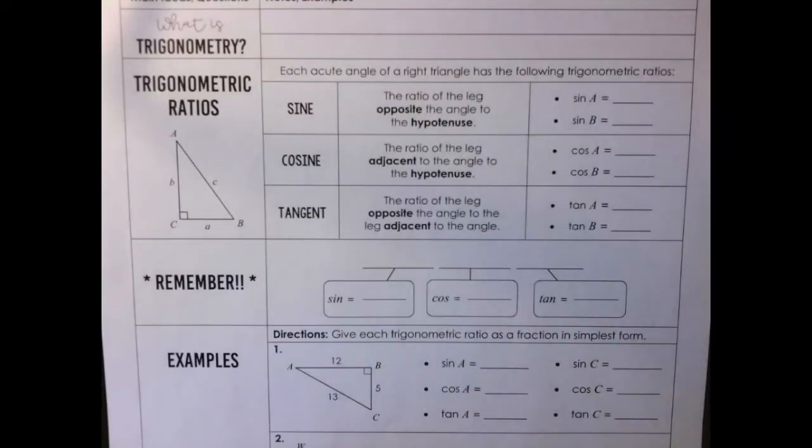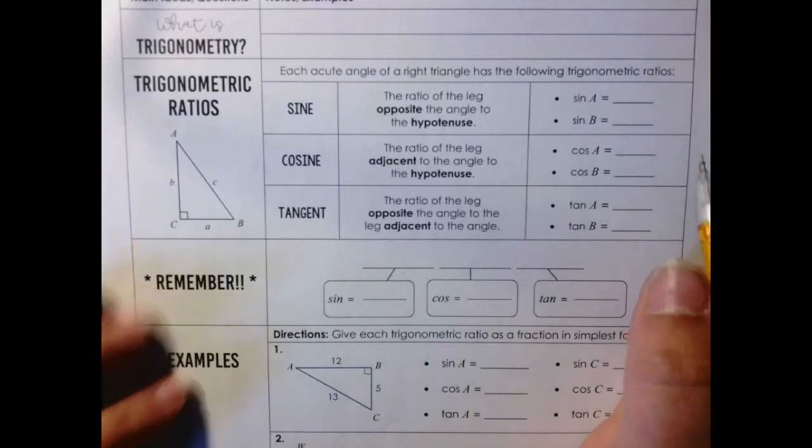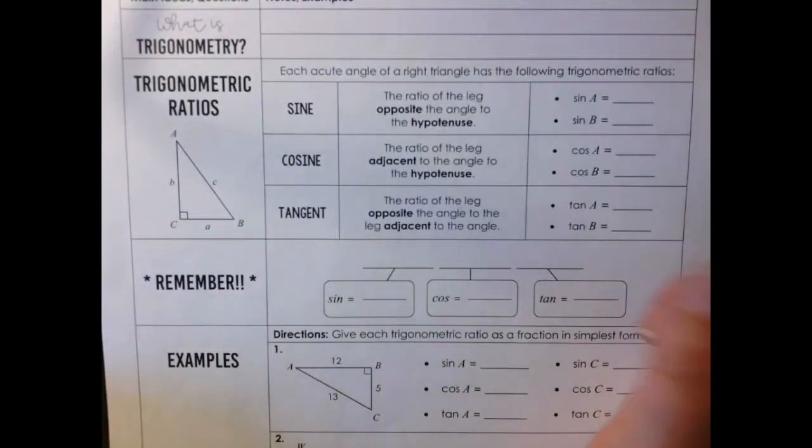Today we're going to be moving on to our next chapter, which is going to be trigonometry. We're going to be talking a lot about the trigonometric ratios, and we're going to be solving for sides and angles utilizing those ratios. So what is trigonometry? Trigonometry is just the study of triangle measurement.